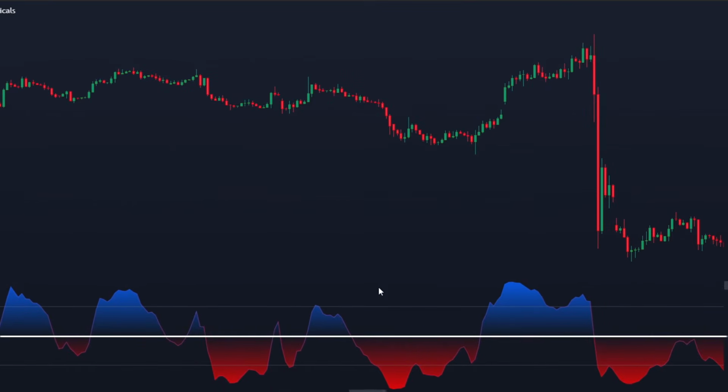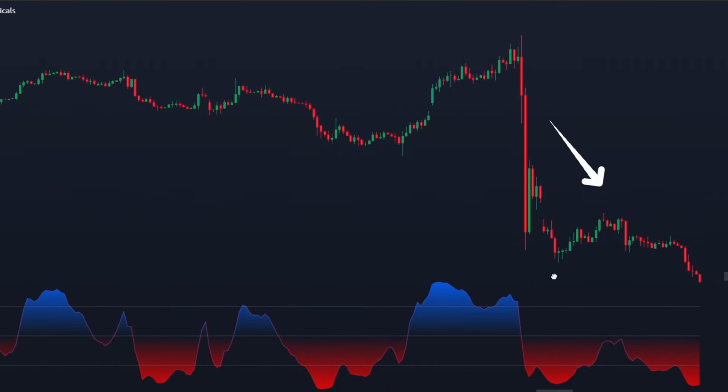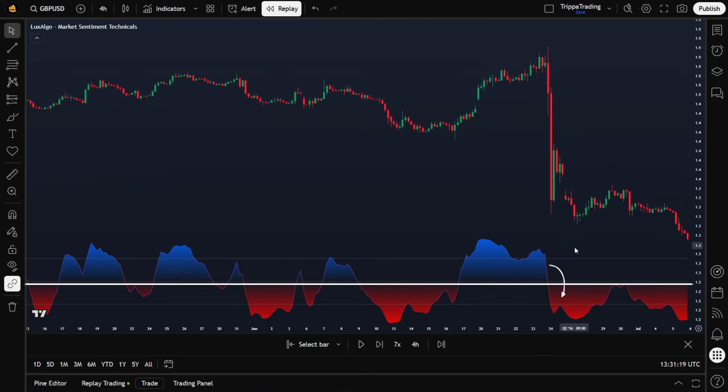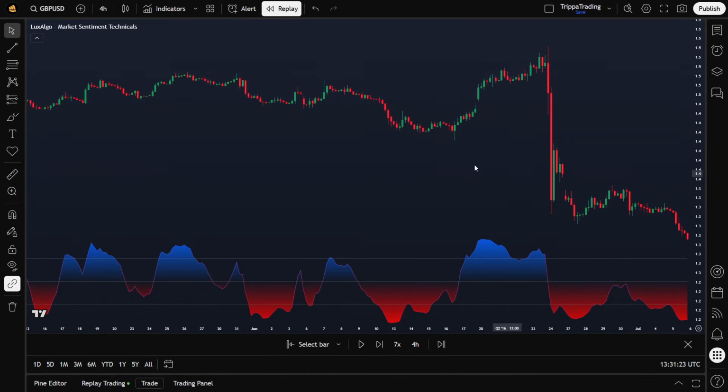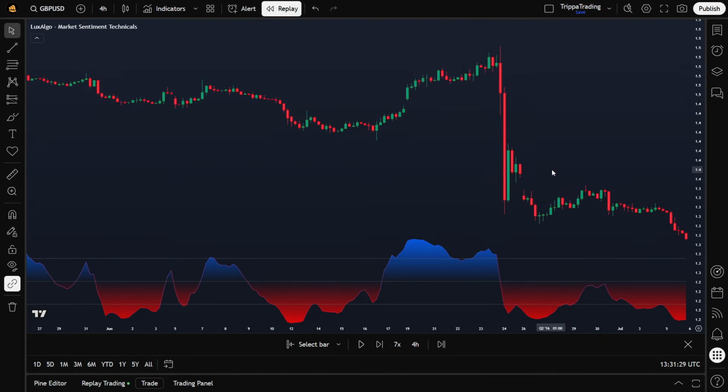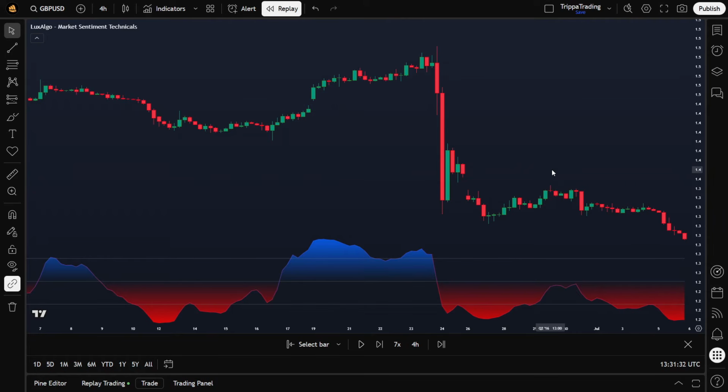Here's how to read it. The oscillator has a center line. When it moves above the center and the area turns blue, it shows that bullish momentum is dominating. When it drops below the center and turns red, bearish pressure is increasing. Crosses over the center line can signal potential trend shifts. But remember, like any oscillator, those crossovers can also produce false signals. So always confirm with price structure or other technical elements before entering a trade.